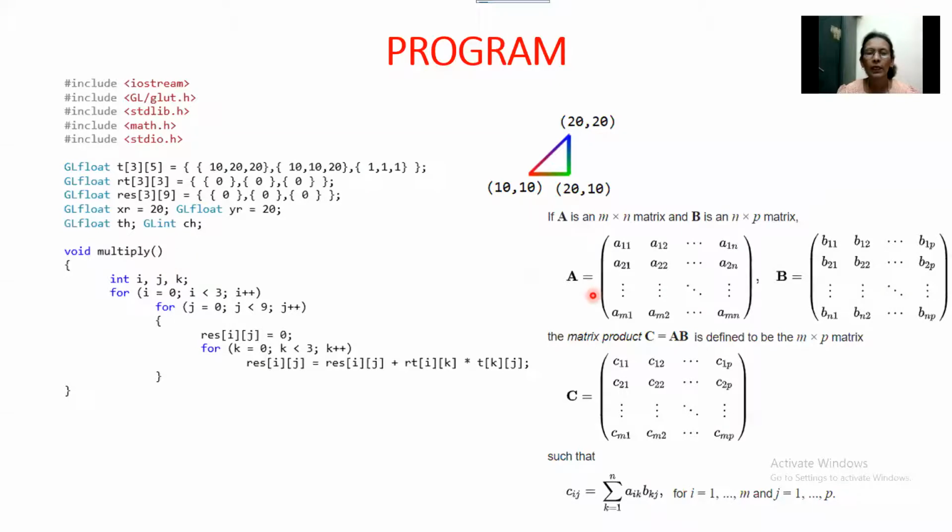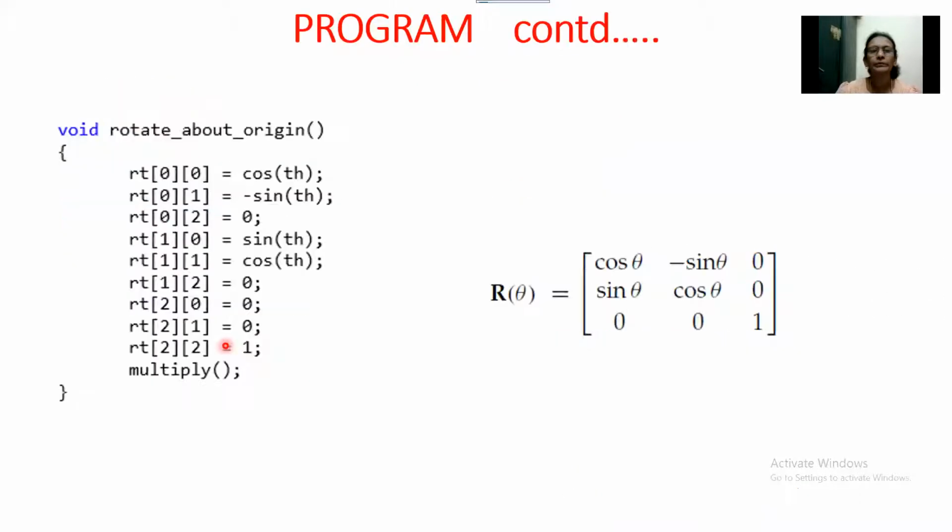Your A is RT, B is T, and C is RES. So first this is initialized, RES of Ij equal to 0, and then this sum is done by this for loop. So that is our multiply function.